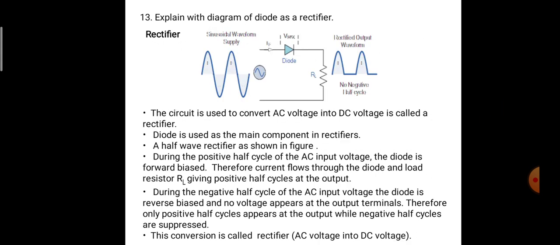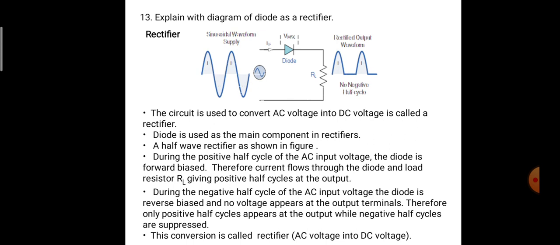Next question. Explain with a diagram the diode as a rectifier. The figure shows the rectifier circuit. A circuit used to convert AC voltage into DC voltage is called a rectifier. A diode is used as the main component in rectifiers. A half-wave rectifier is shown in the figure.